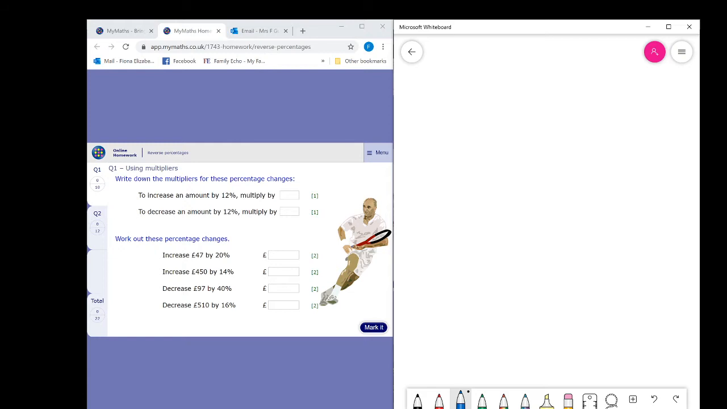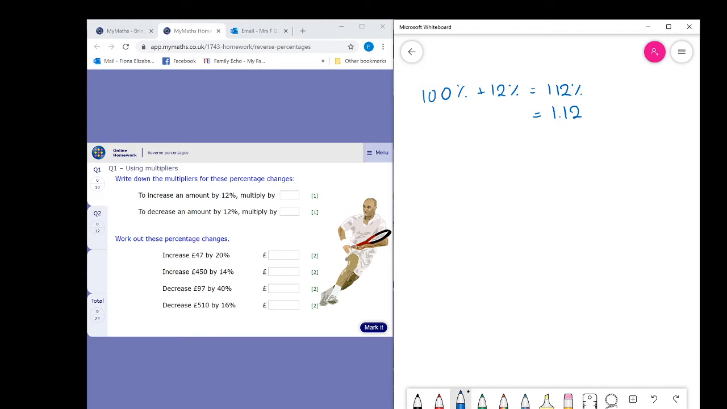To increase an amount by 12%, multiply by... So that's an increase. So it was 100% and now we add 12%. So that's now 112%. 112% as a decimal is 1.12. So that should just be the answer for in there.